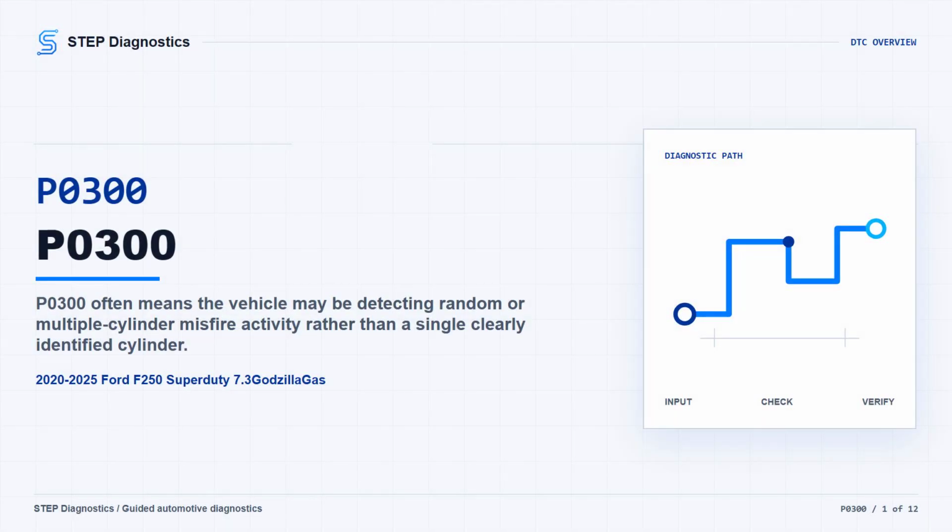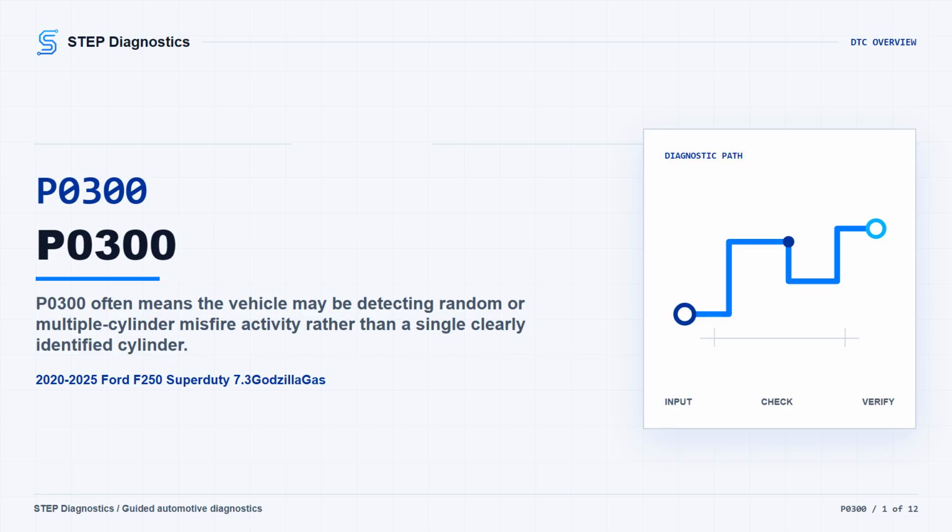On this 2020 to 2025 F250 with the 7.3 gas engine, P0300 is a random or multiple cylinder misfire type code. In plain language, the powertrain control module may be seeing misfire activity that is not cleanly tied to one cylinder. The truck may idle rough, stumble, feel down on power, or set the check engine light.